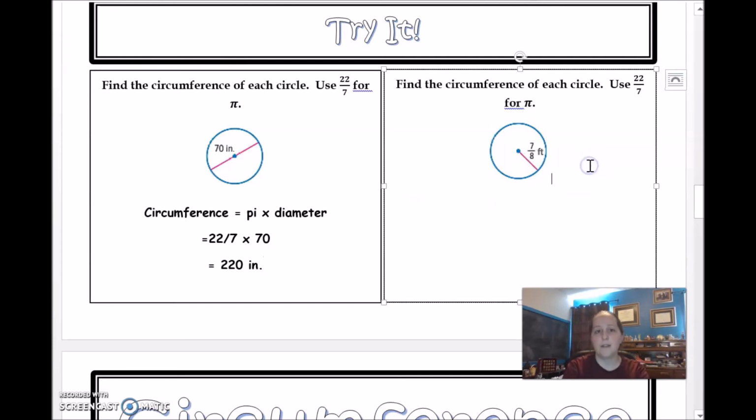The second one says find the circumference of each circle, use 22/7 for pi. They gave me a radius of 7/8 feet. So again, circumference equals 2 times pi times my radius, because they gave us the radius. Remember, radius is half the diameter. So this equals 2 times 22/7 times 7/8, which is 5.5.